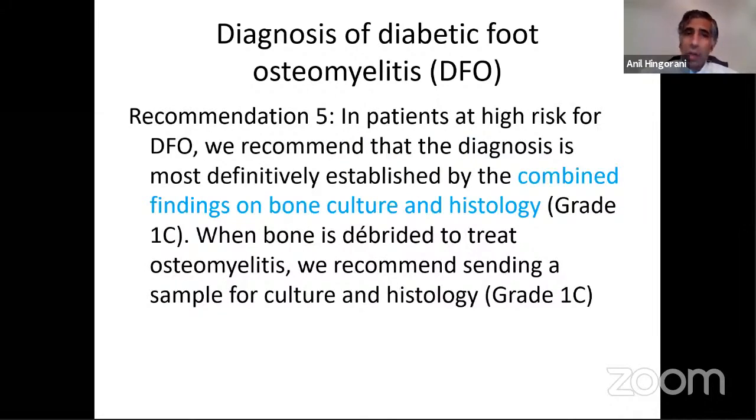After you've made the diagnosis, what do you do? We suggest that if you're going to be debriding the wound, debriding the osteomyelitis, you need to do both bone culture and histology to diagnose and help guide treatment.